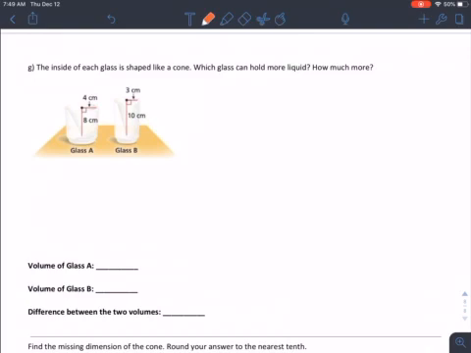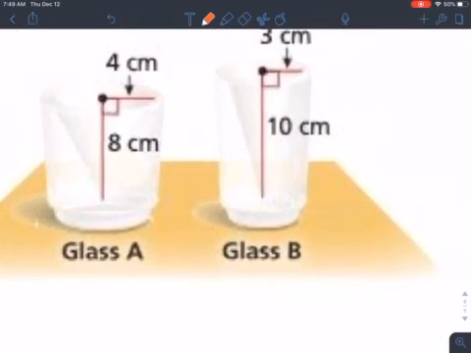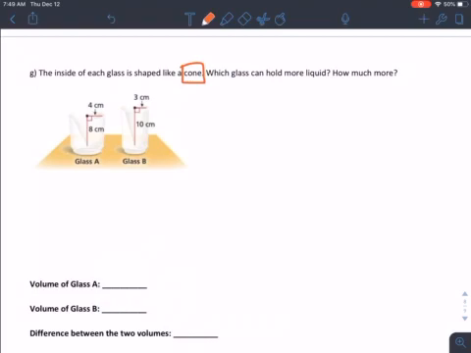So I went through and wrote: volume of glass A, volume of glass B, and then the difference between the two volumes, to help you out. Now, you've got to read carefully, because if you look at these pictures, you'd probably think they're cylinders, but I'm telling you, it's a cone inside of a cylinder, which is really kind of trippy. It's like those little cone-shaped cups you get out of a water fill station.